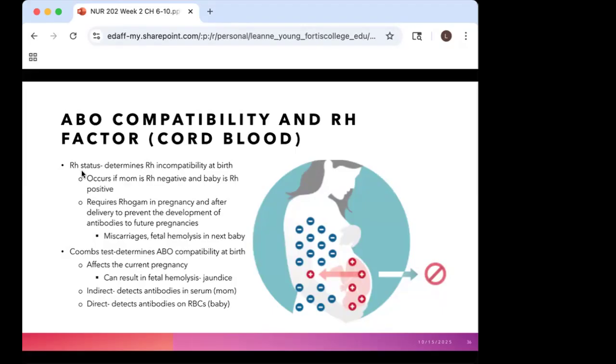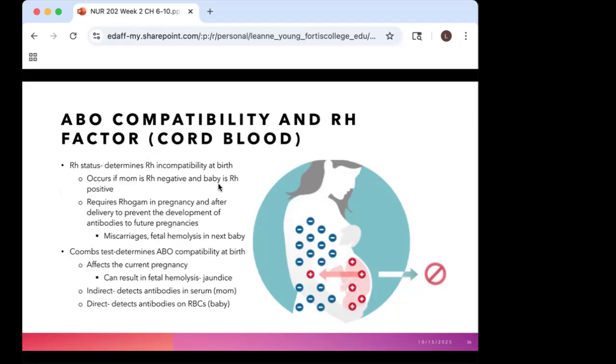Your Coombs test determines ABO compatibility at birth, and this affects the current pregnancy. An indirect Coombs test detects antibodies in serum, which is the mom's, and then a direct Coombs will detect the antibodies on red blood cells in the baby.